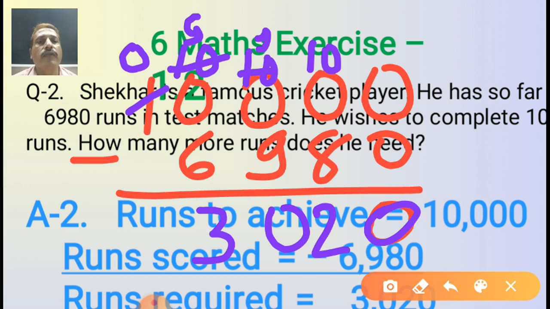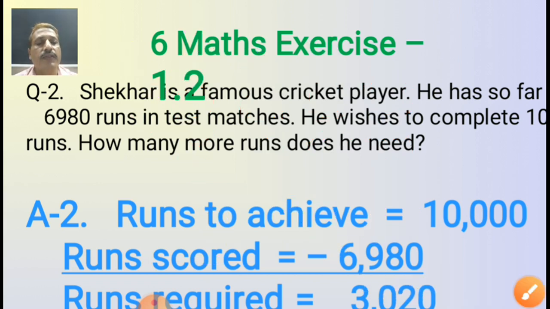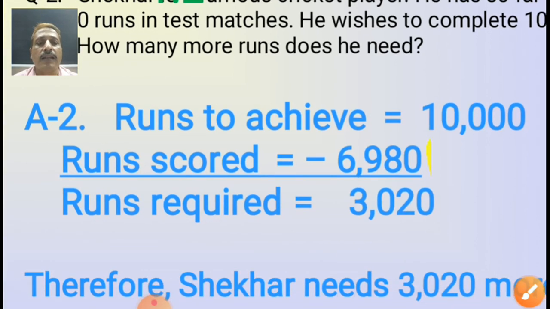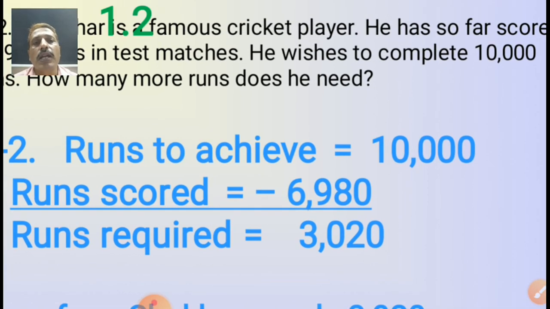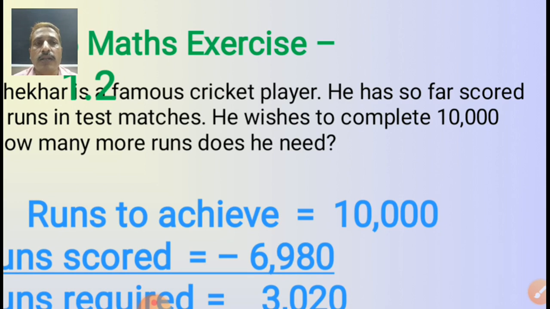3020 more runs Shikhar has to score for completing his wish. You see? Yes, see, our answer is right. Therefore, we can write: Shikhar needs 3020 more runs to complete his wish to score 10,000 runs. Shall we move to the third question, students? Yes, very good.